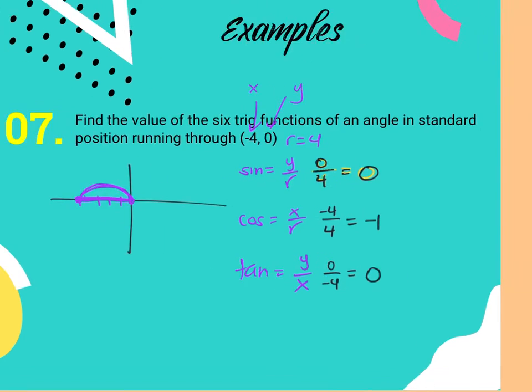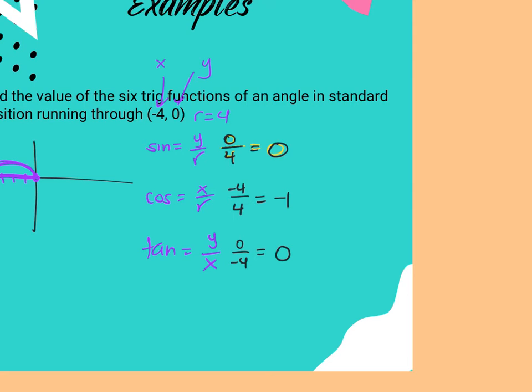And then we just flip them. So what happens when I flip 0? Undefined. What happens when I flip negative 1? Negative 1. What happens when I flip 0? Undefined.